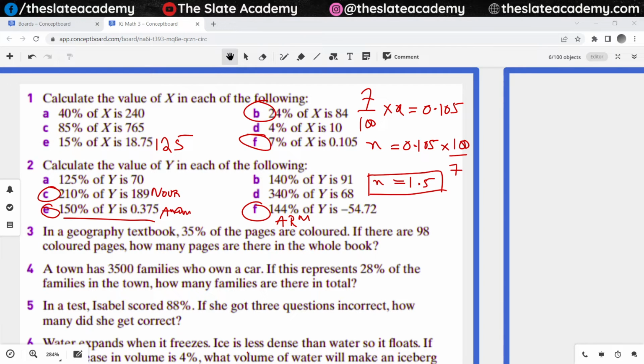Question number 2E. Sir Arman, what's the answer of question number 2F? No, the same logic we have been doing in the last question. So 144% will be 144 over 100 of y multiplied by y is equal to minus 54.72. And then y will be equal to minus 54.72 multiplied by 100 by 144.